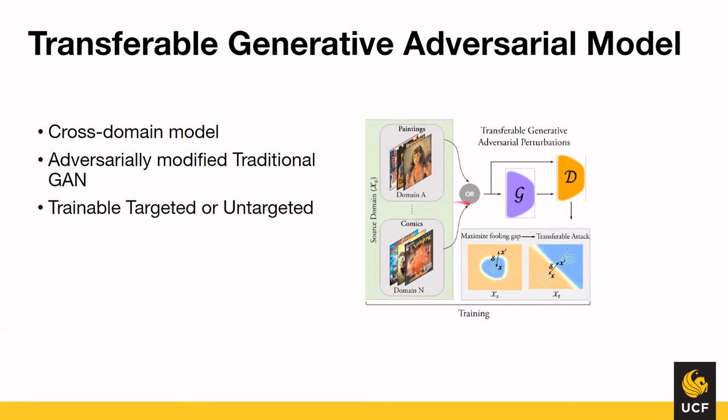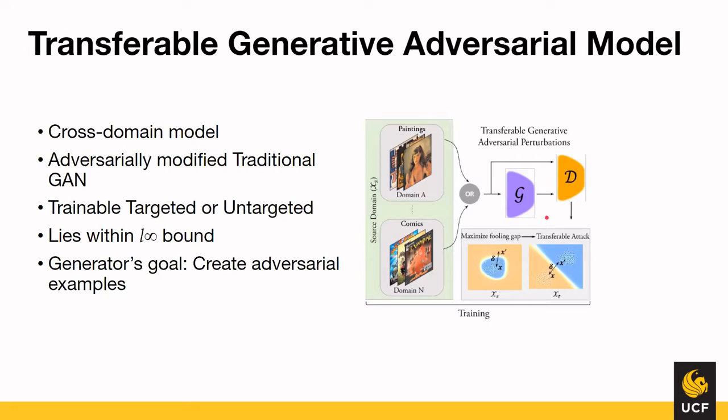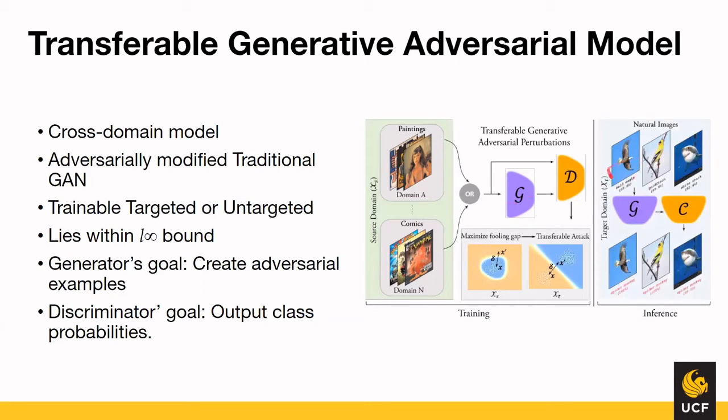Now, this can be trained as a targeted or an untargeted method as well. They propose loss functions for both, and then they project the perturbations back onto the L infinity ball. Here, the generator's goal is to create adversarial examples, while the discriminator's goal is to output class probabilities since it's just a pre-trained model. Once it has been trained on these data sets, it can be used on different data sets such as ImageNet, using the same generator and the pre-trained model that we need to fool.